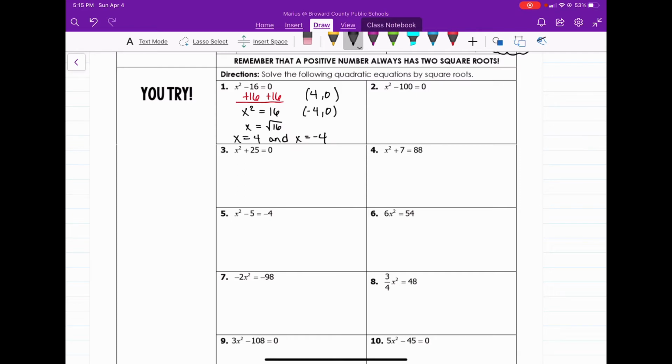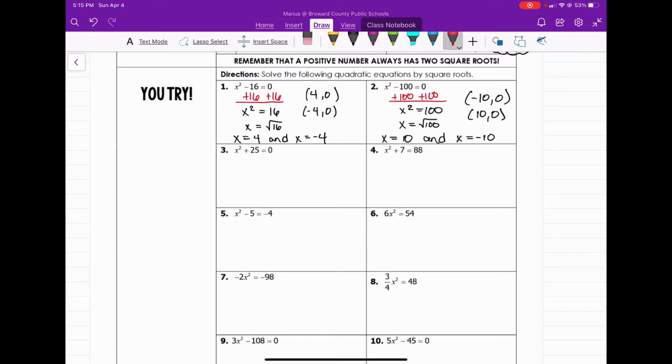All right, let's take a look at number 2. Add 100 to both sides. That's going to isolate the x squared and say x squared equals 100. We're going to take the square root of 100, and the square root of 100 is positive 10 and negative 10, so x equals positive 10 and x equals negative 10, and we can write the solutions as (negative 10, 0) and (positive 10, 0).